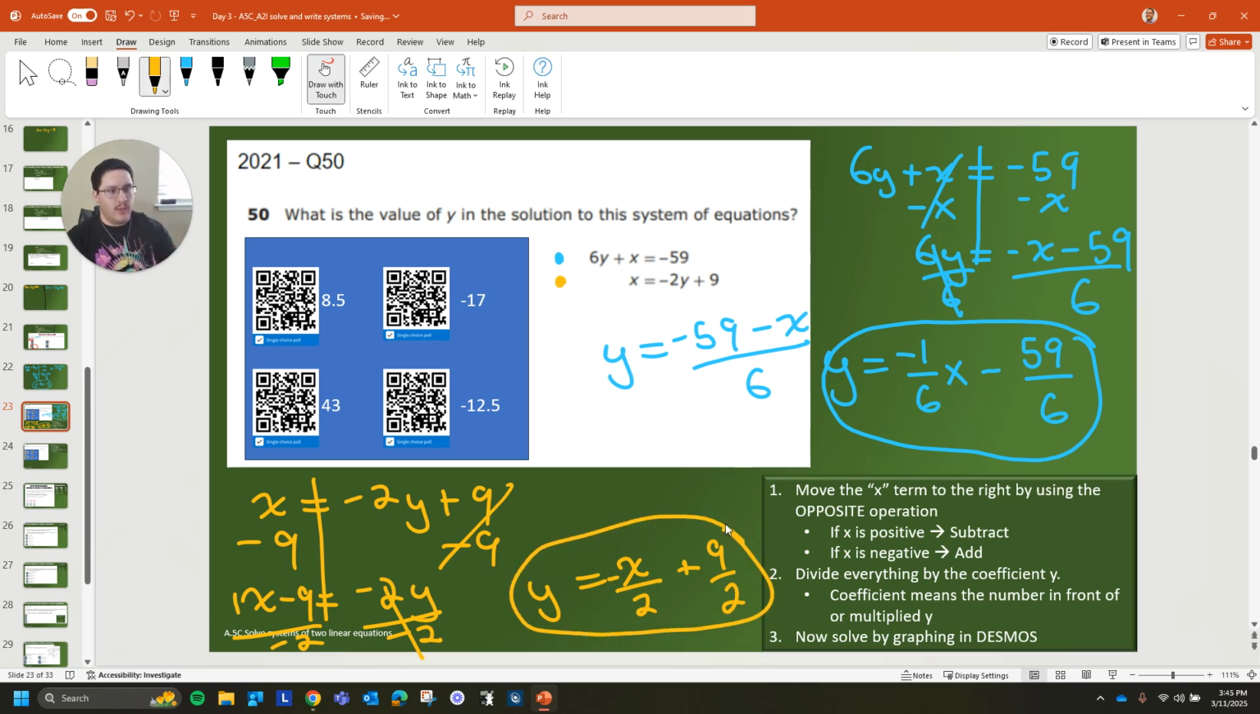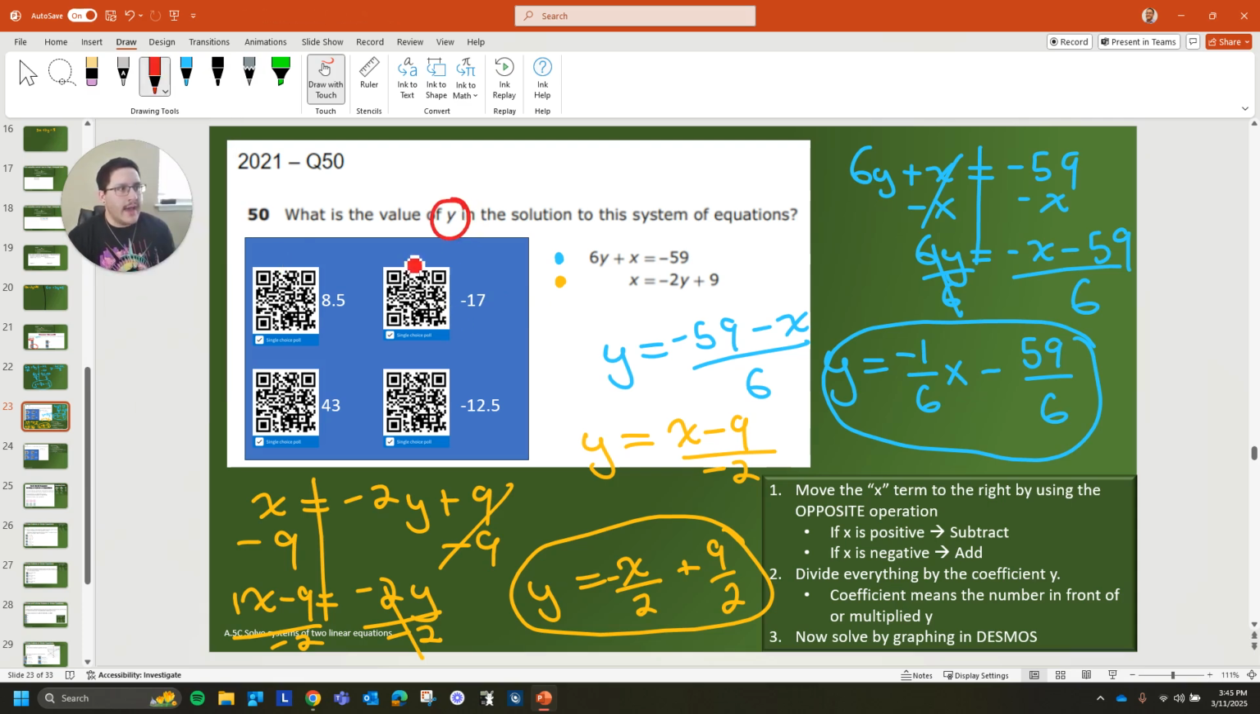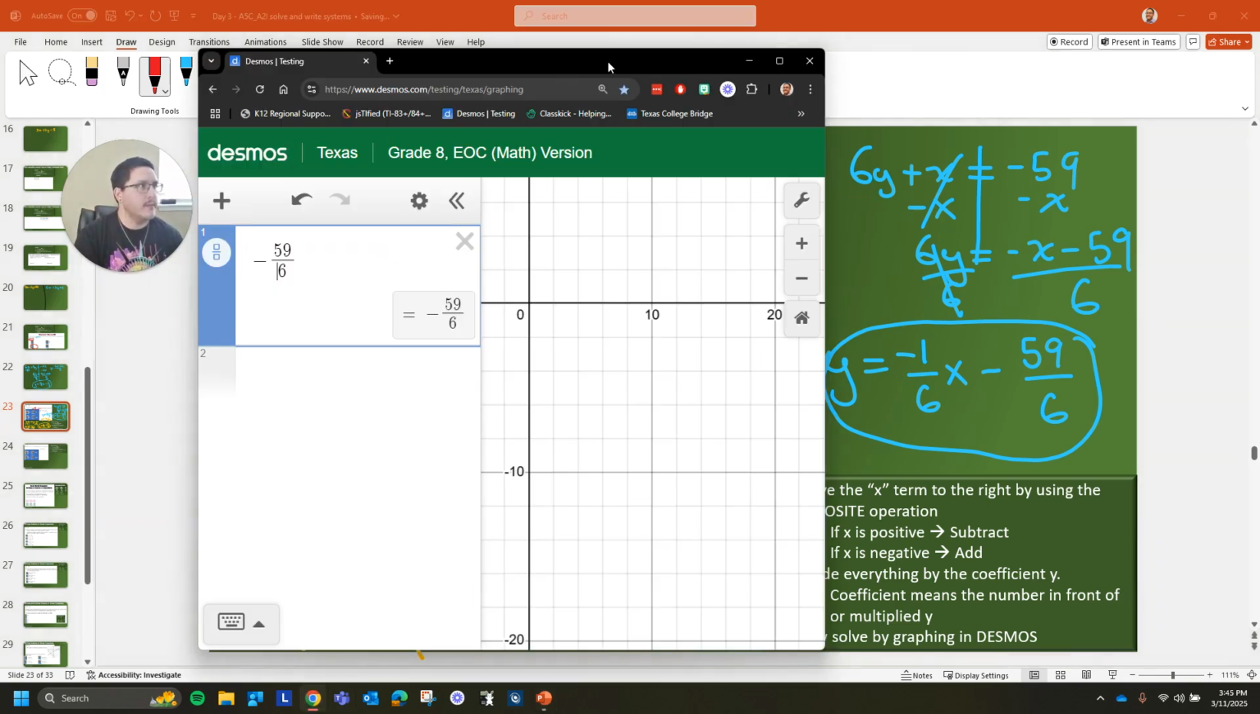The other form that we could have used in this case is simply y equals x minus 9 divided by negative 2, and you'll get the exact same answer. Either one will give you what we need. Now, again, just pay attention to what we're looking at. We're looking for the y value of the solution to the system of equations. So keep that in mind as we're graphing these in Desmos.